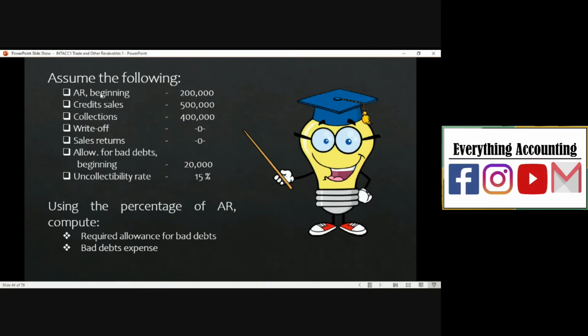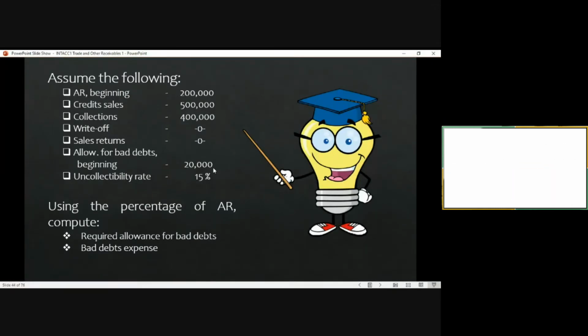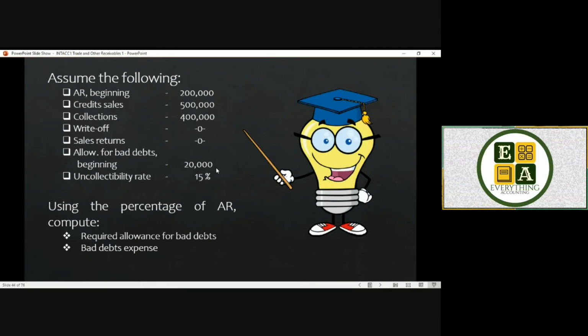So assuming yung AR beginning balance is 200,000, may credit sale tayo, may collections, no write-off, no sales return, yung allowance for bad debts is 20,000, yung uncollectibility rate is 15%. Another difference of percentage of accounts receivable from the aging schedule, yung aging schedule marami yung kanyang uncollectibility rate. Pero dito, iisa lang yung uncollectibility rate. Okay? So yung requirement sa atin, assuming this problem, required ending balance at saka yung bad debt expense.